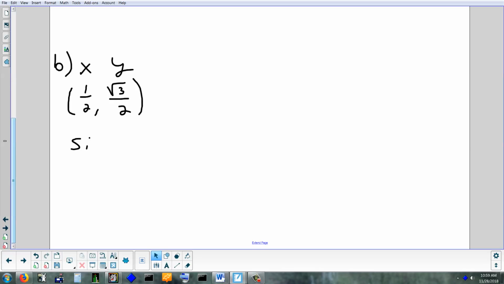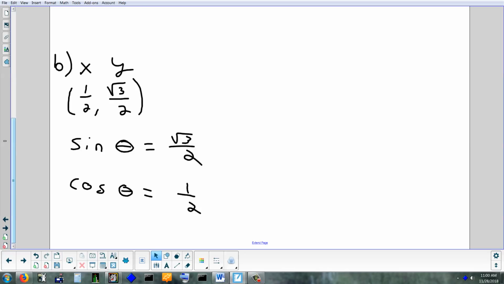Right, so let's start with the sine. Sine and cosine are the two simplest ones. What's going to be the sine here? The y. The y, which is square root 3 over 2. Yep, so sine is square root 3 over 2. How about my cosine? X, which is 1/2.